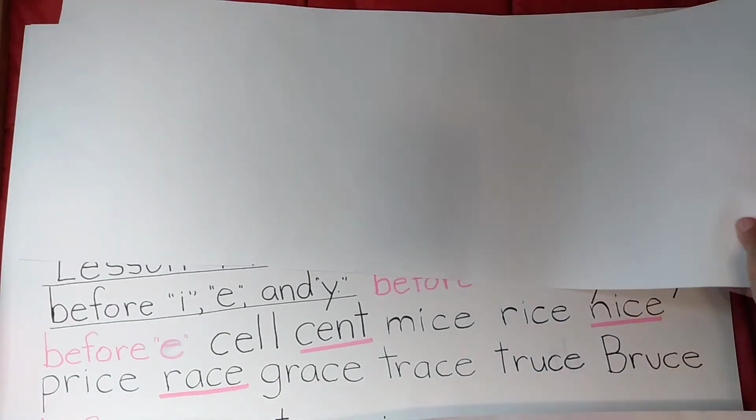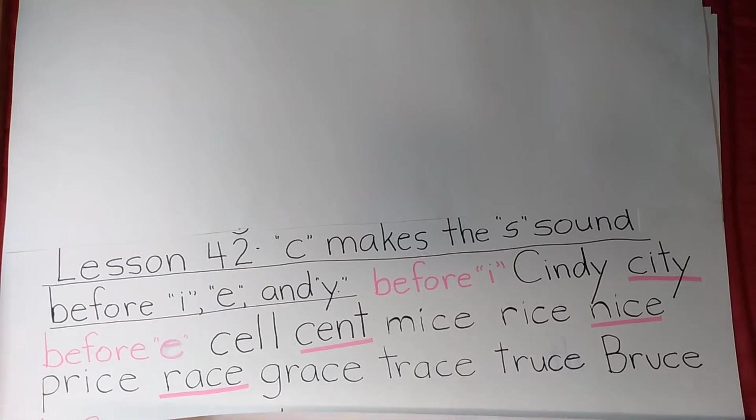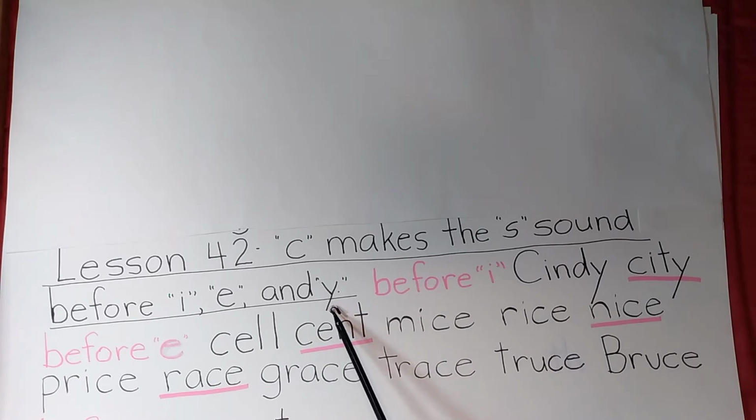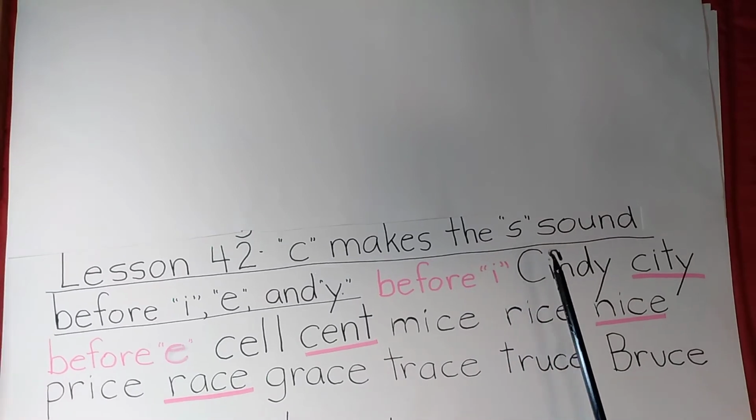And we really don't need to review lesson 41. We're going to review lesson 42. This is the lesson where C sometimes makes the S sound if it comes before I, E, or if it comes before Y that makes the short I sound. Okay.